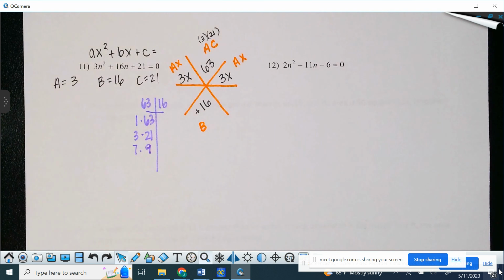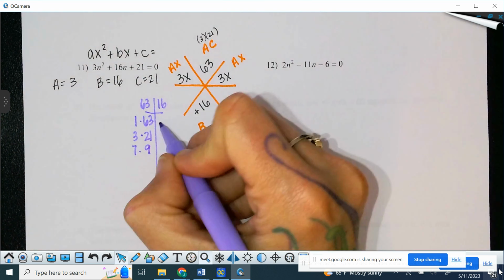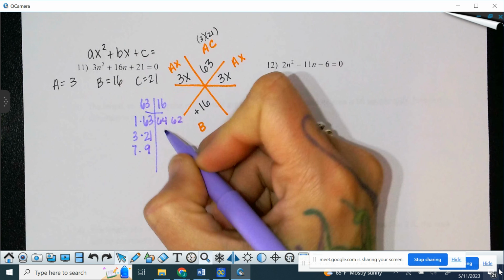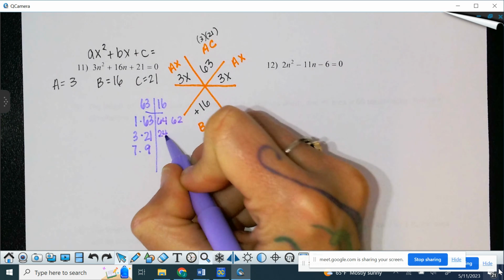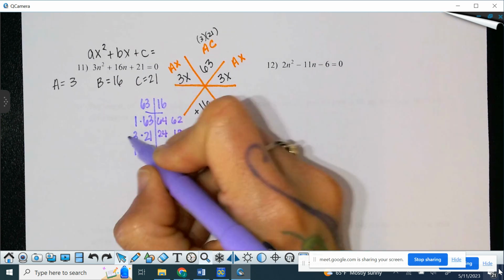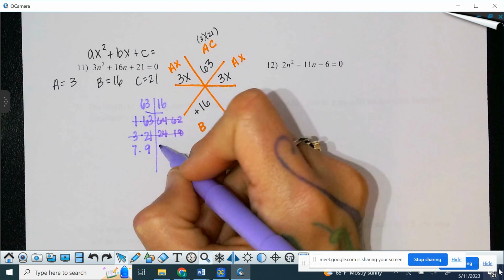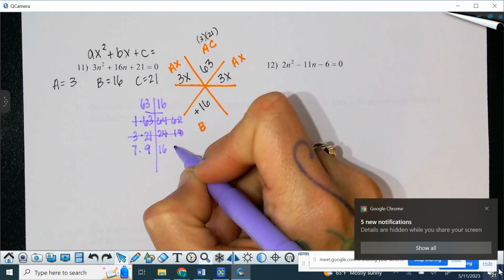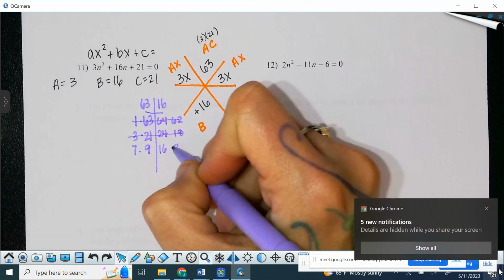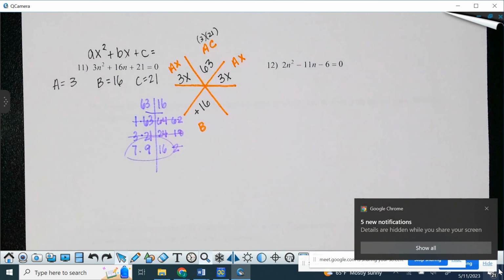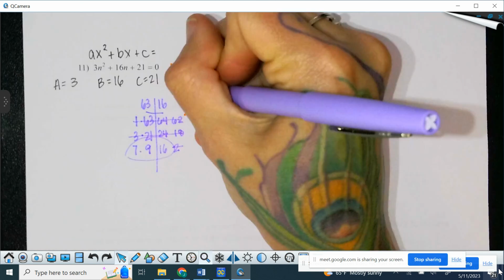This is going to be 64 if I add it, 62 if I subtract it, 24 if I add it, 18 if I subtract it. So this is no good, no good. Add it, 16; subtract it would be 2. 2 is no good, 16 is good. So we're going to go with 9 and 7.